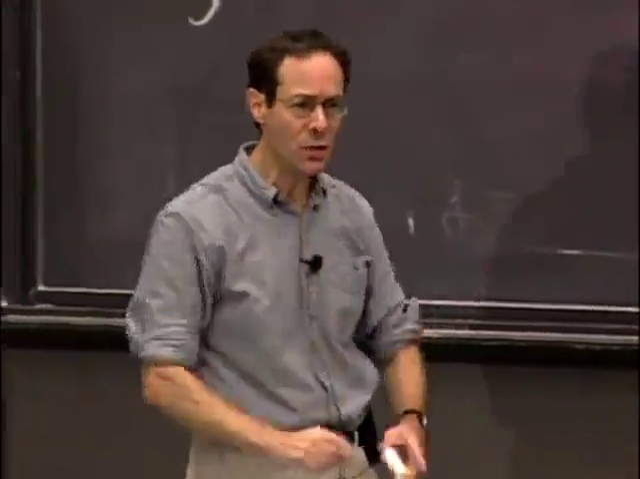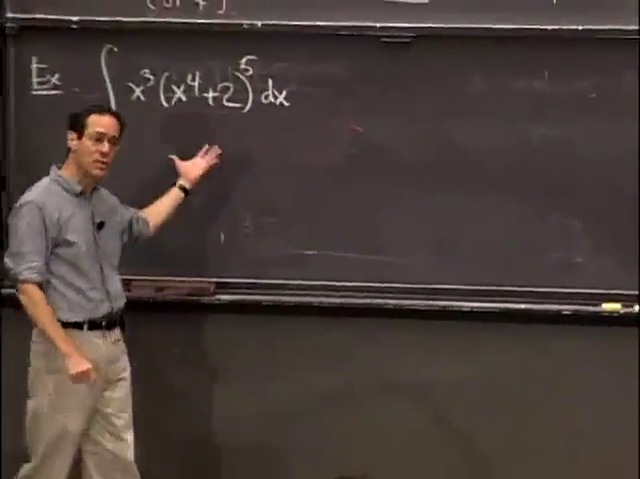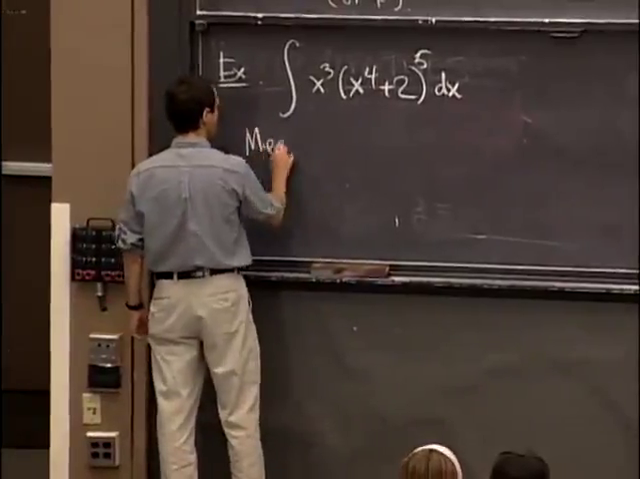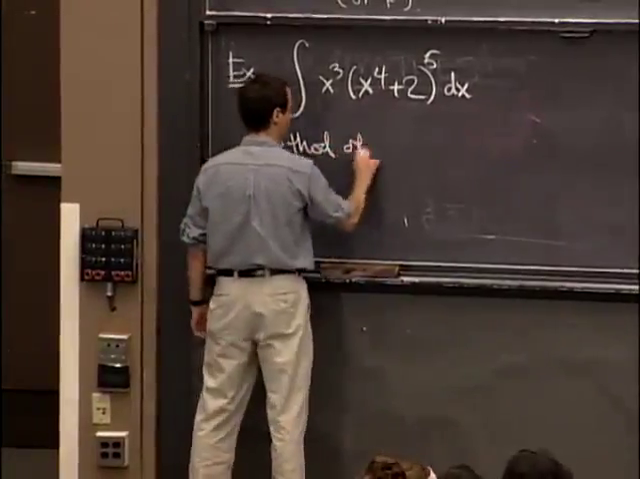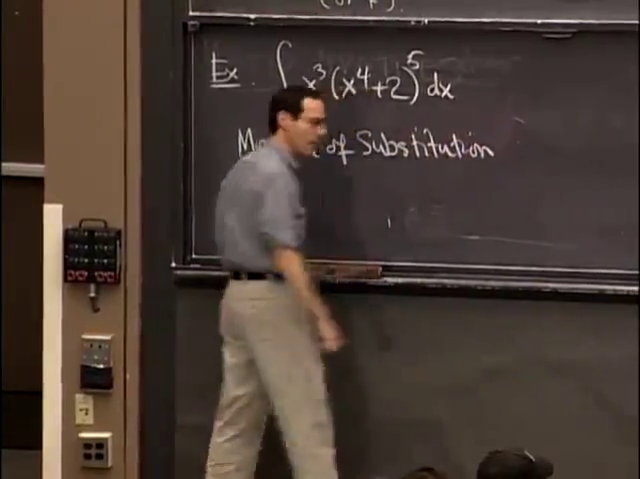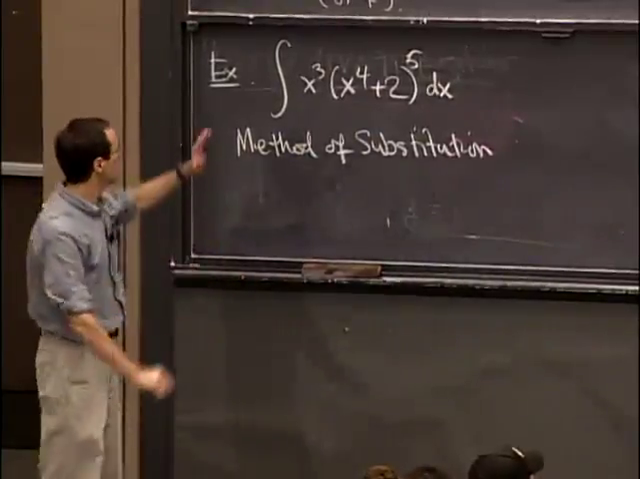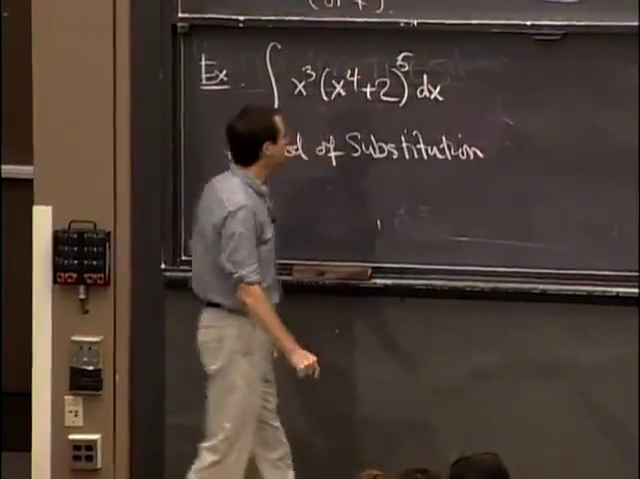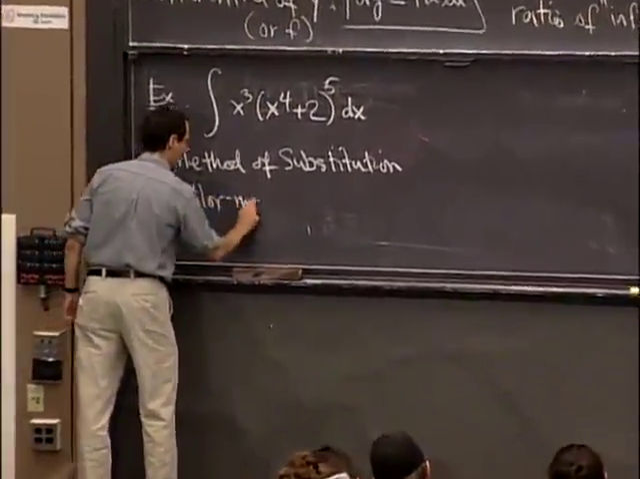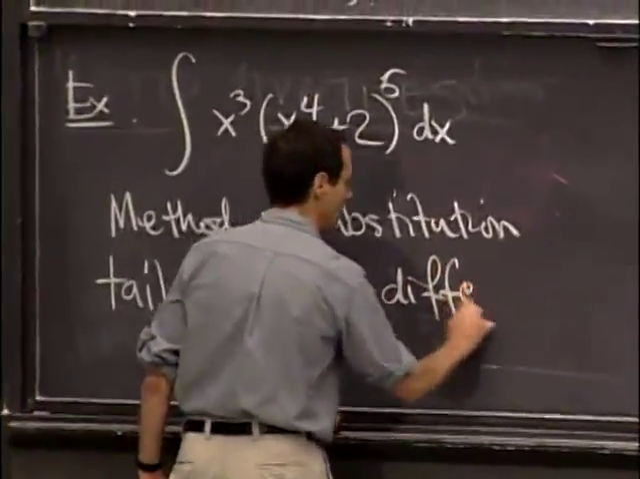That means whenever you see an integral, either you'll be able to divine immediately what the answer is, or you'll use this method. So this is it. The trick is called the method of substitution. And it is tailor-made for the notion of differentials. So tailor-made for differential notation.